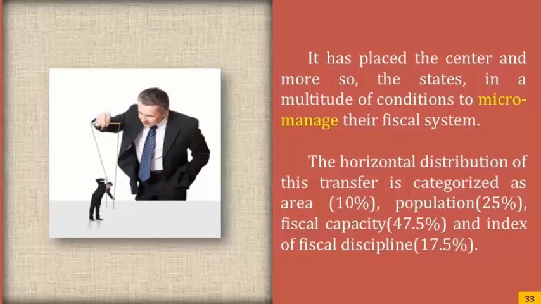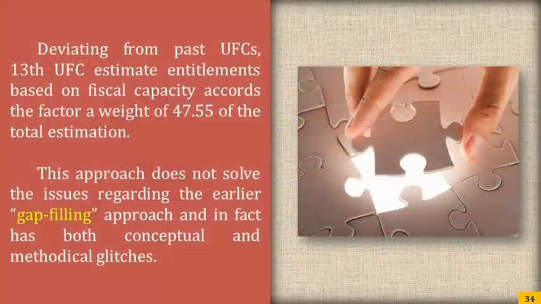The horizontal distribution of this transfer is categorized as area 10%, population 25%, fiscal capacity 47.5% and index of fiscal discipline 17.5%. Deviating from the past UFCs, the 13th UFC estimates entitlements based on fiscal capacity, which accords the factor a weight of 47.5% of the total estimation. This approach does not solve the issues regarding the earlier gap-filling approach, and in fact has both conceptual and methodical glitches.